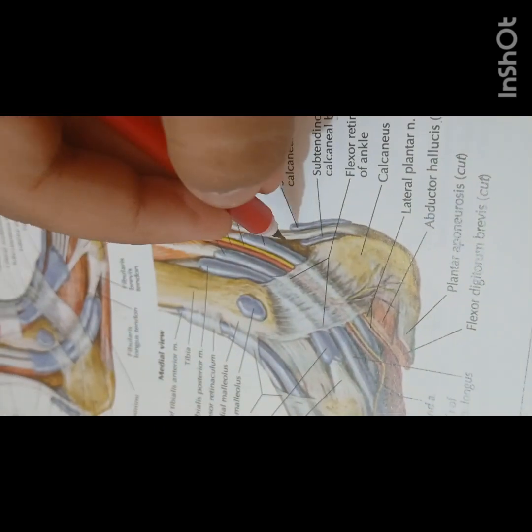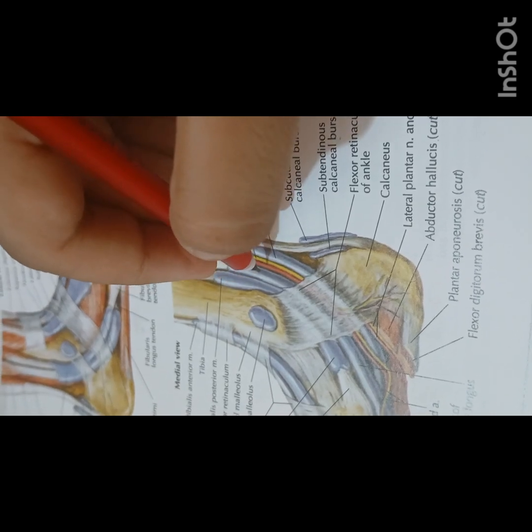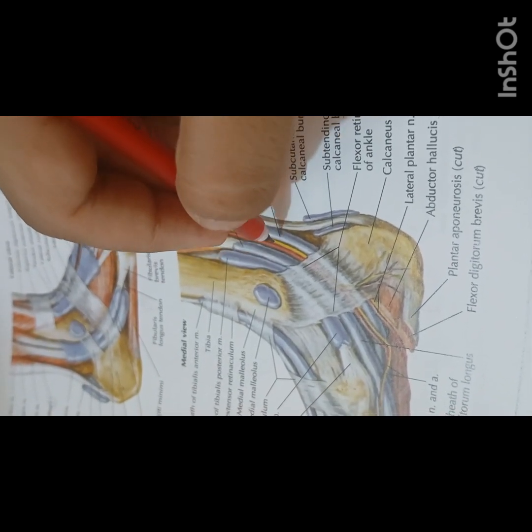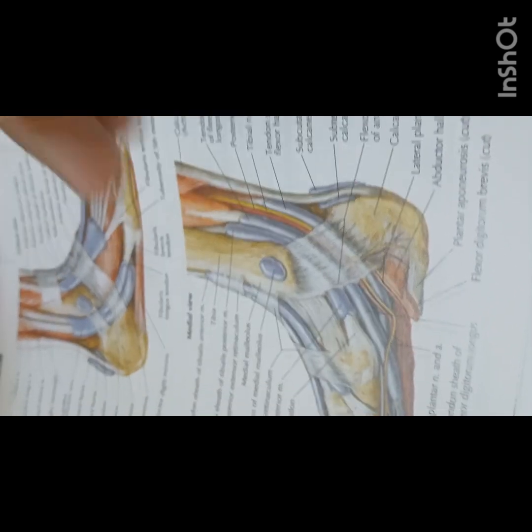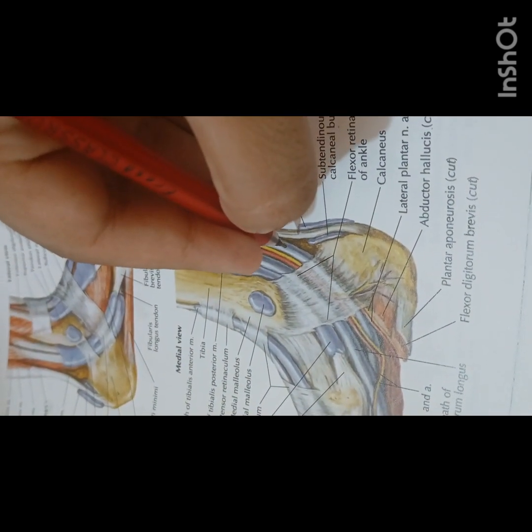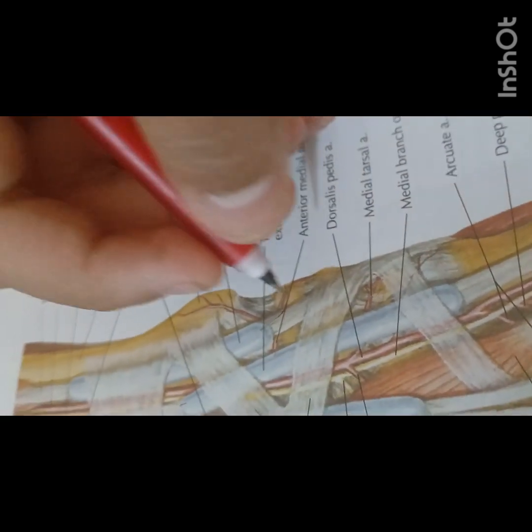Look at here. This is the flexor hallucis longus. This is the tibialis posterior and this is the flexor digitorum longus. This is the posterior tibial nerves and fascials. So this is one of the slings, flexor hallucis longus. Okay, and this is another sling.